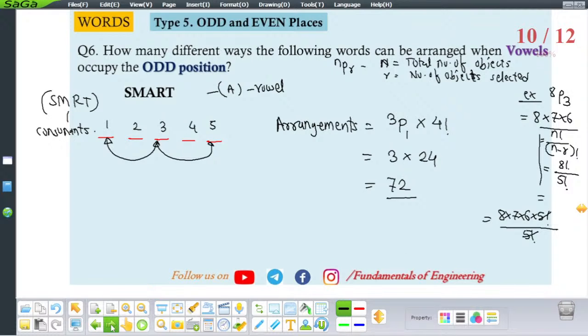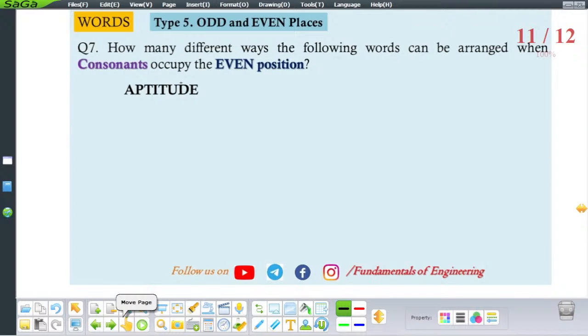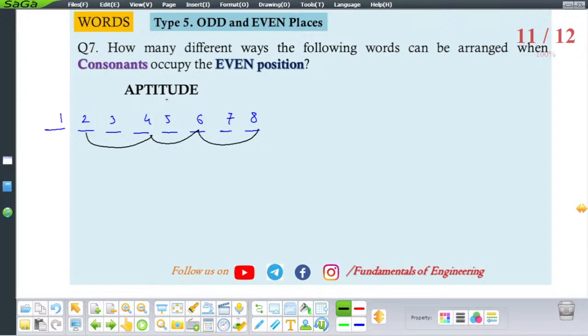Now next, APTITUDE, when the consonants occupy the even positions. How many letters are there? 1, 2, 3, 4, 5, 6, 7, 8. So how many places can there be? 1, 2, 3, 4, 5, 6, 7 and 8. And there the consonants occupy the even positions. Even positions are 2, 4, 6 and 8. 4 even positions. And the remaining will be occupied by the vowels.